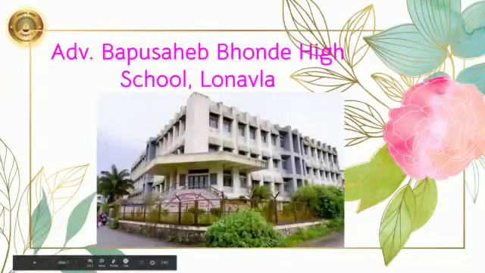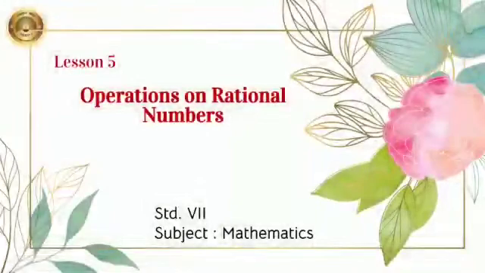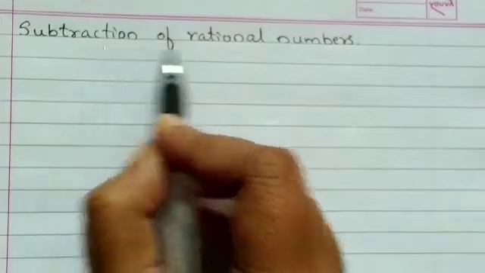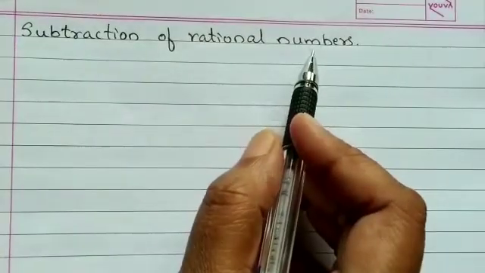Hello students, welcome back to Standard 7 Mathematics class. We are doing lesson number 5, Operations on Rational Numbers. Today we continue with practice set number 22. Now let's see the subtraction of rational numbers.